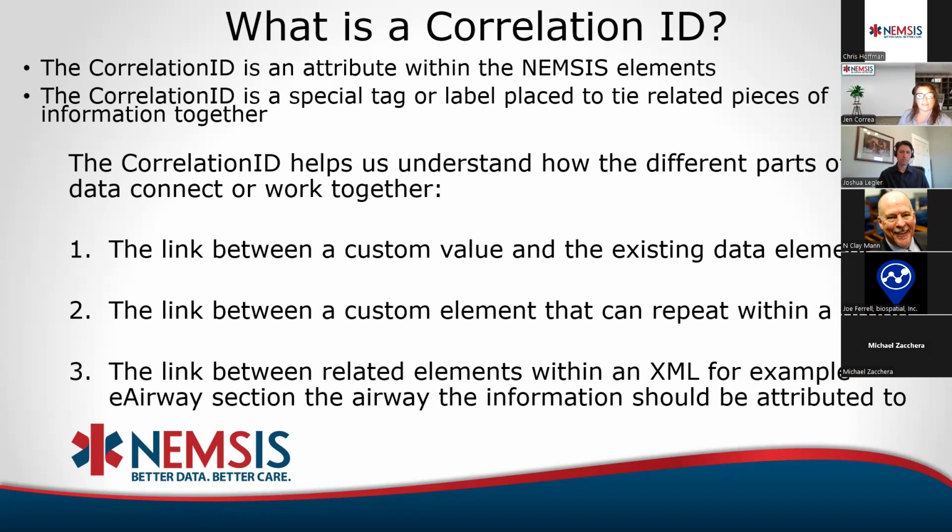So let's say they've extended the eVitals section, such as the national custom element that was developed for the RAS scale, right? You could have multiple RAS scales performed. So you have to know which set of vitals it belongs to. And that correlation ID is going to tie those things back together through that special tag or label. And then again, the link between the related elements, and I'm going to go back to that airway confirmation and the procedure. So it's going to tie those two things together.